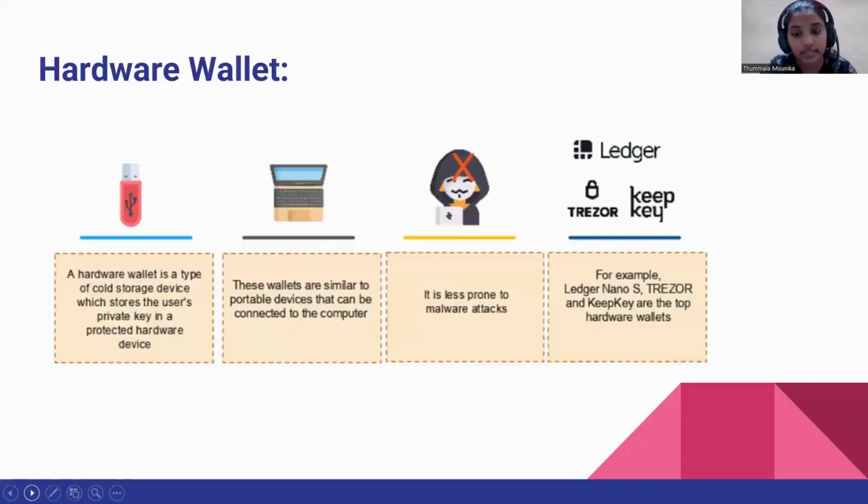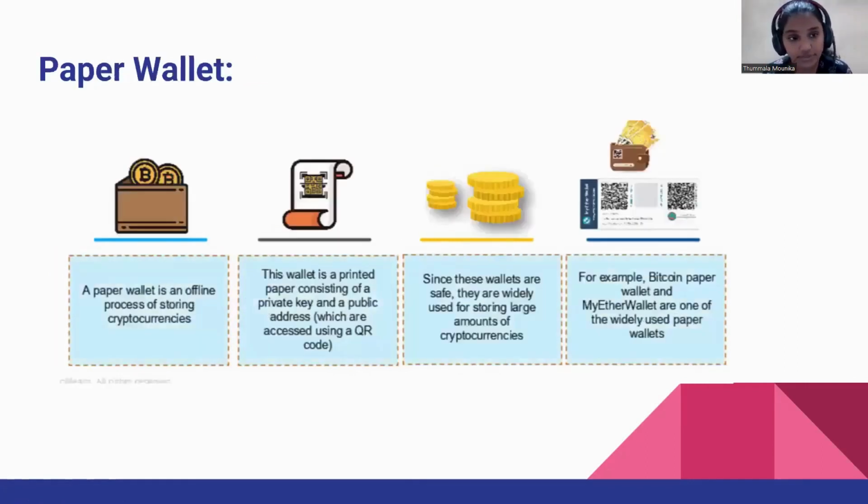Second is the hardware wallet. These are a type of cold storage device, typically like a USB, that stores the user's private key in a protected hardware device. These devices are similar to portable devices that can be plugged into a computer. This hardware wallet is less prone to malware attacks. Examples of hardware wallets are Ledger Nano S and KeepKey, which are the top hardware wallets used.